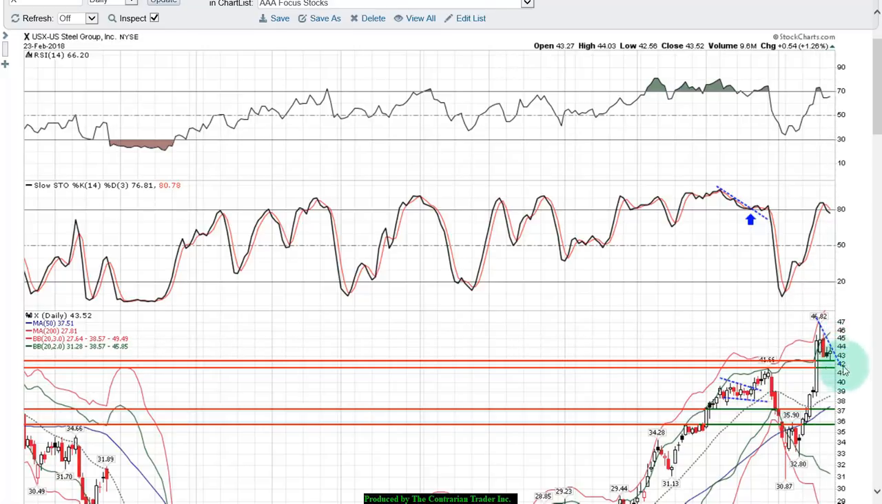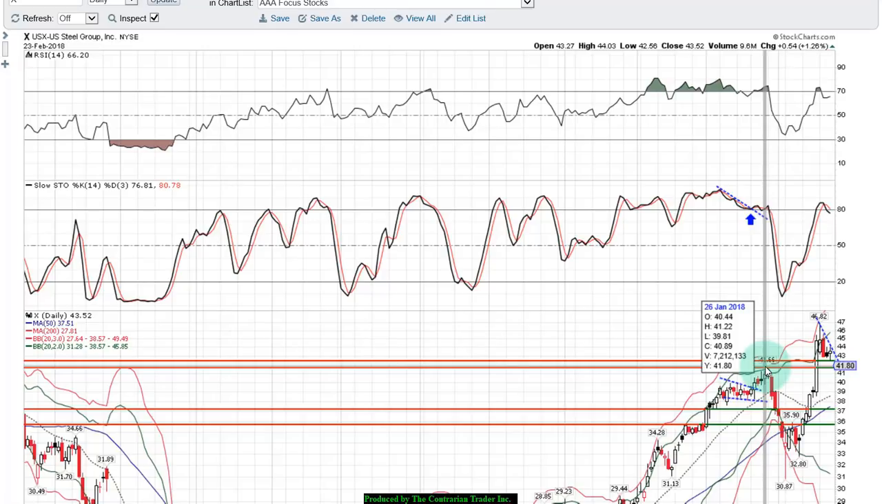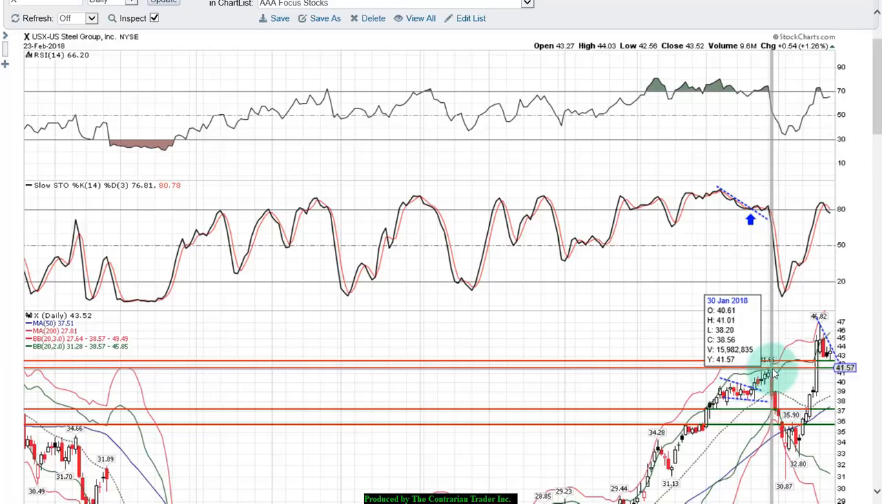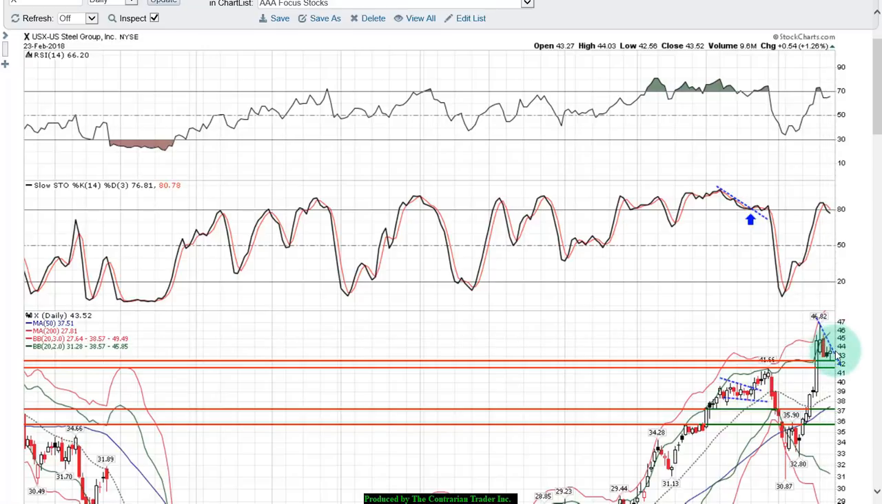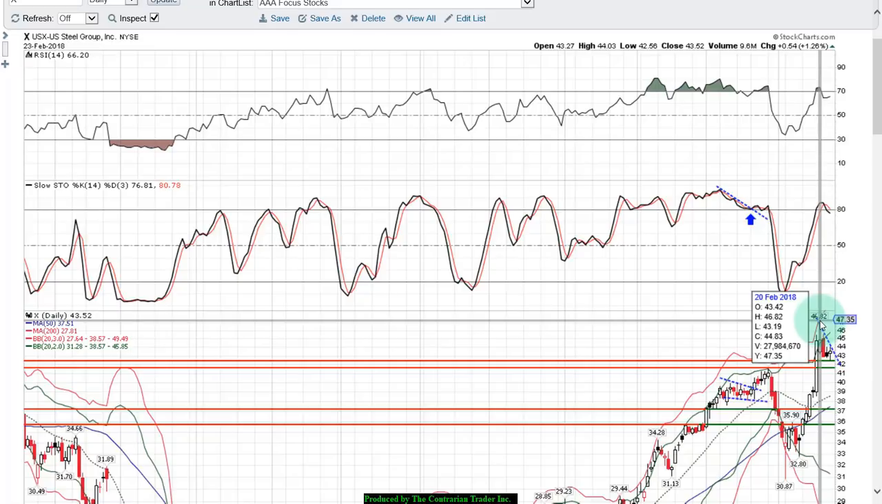Would I prefer to buy down here on a retest of support at 41.66? Absolutely. And I would add more on strength. Now, if I don't get that pullback and I have to buy on a breakout, that's not so bad, right? Where would I add more? I would add more on a rally up and through 46.82 on a closing basis.